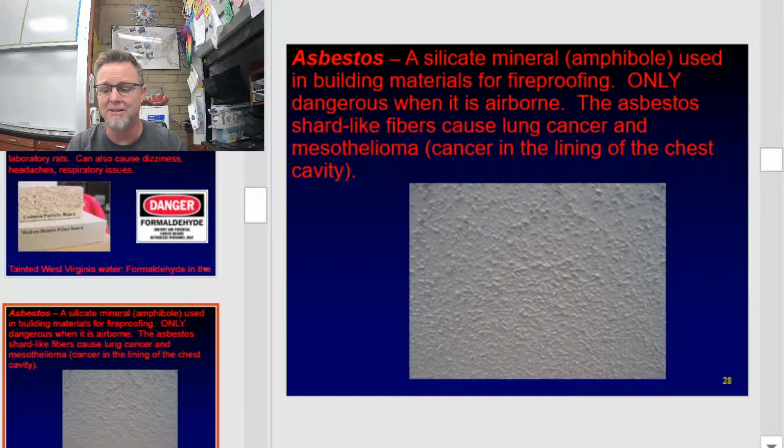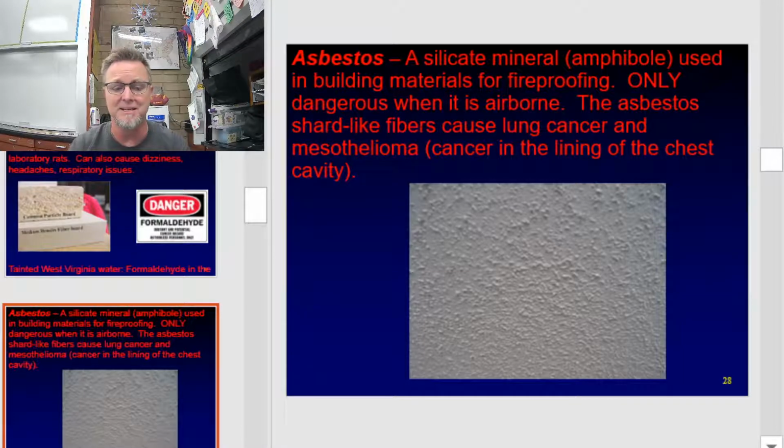It literally looks like a pile of little swords underneath a microscope. These things are super tiny, and if you breathe them in, they get lodged deep into your lungs and they can cause cancer, mesothelioma, right? That's bad stuff. It can be fatal. So where does it come from?